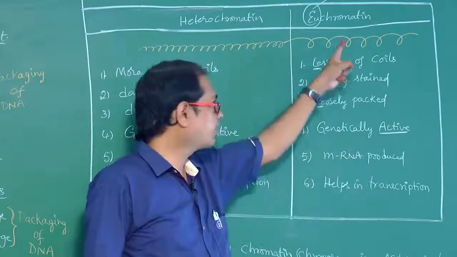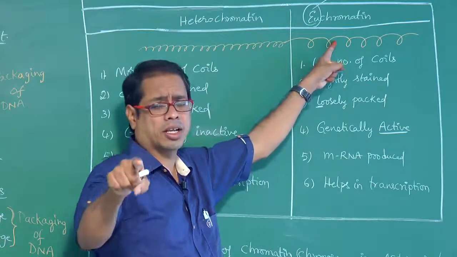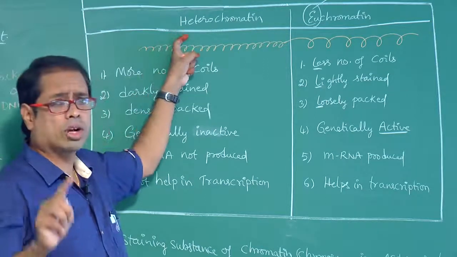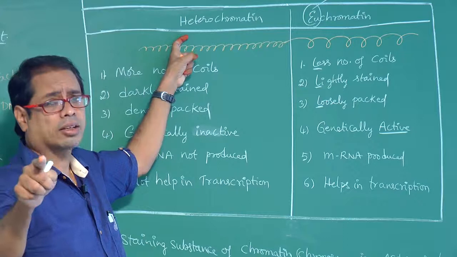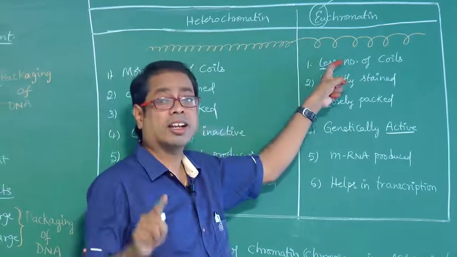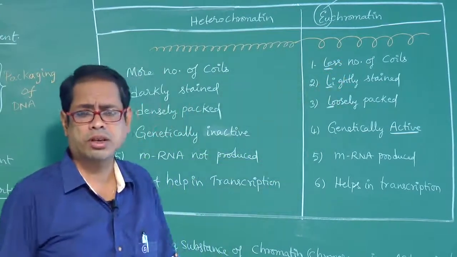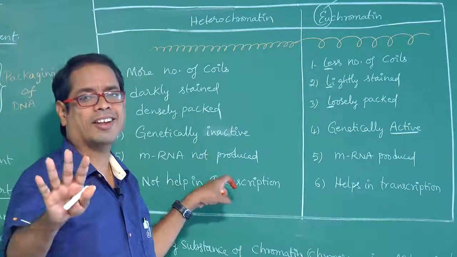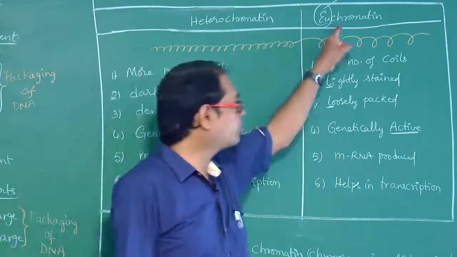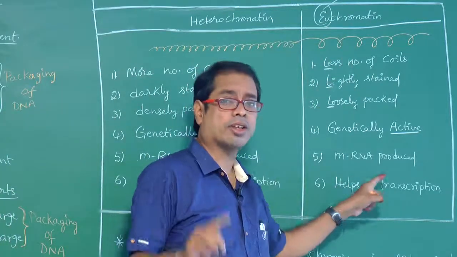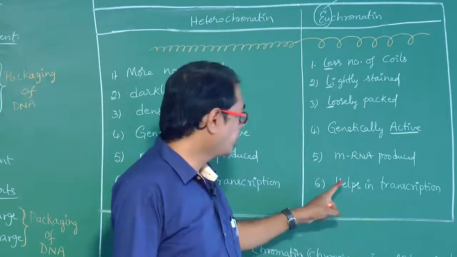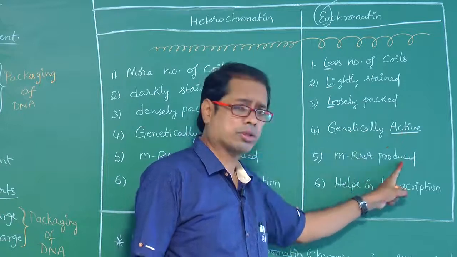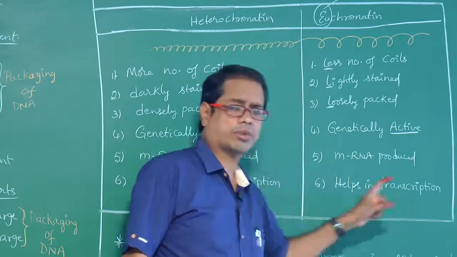Active means from this chromatin transcription occurs, from that chromatin no transcription. So heterochromatin is not useful for transcription. Euchromatin is useful for transcription. Transcription means formation of mRNA. That means from heterochromatin, mRNA is not produced. From euchromatin, mRNA is produced. See, genetically active means mRNA is produced. By which process it helps in transcription.